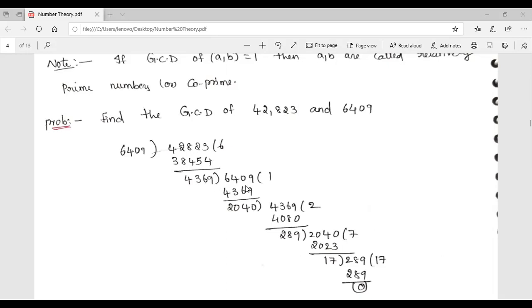Next we divide 6,409 by 4,369, one time. The remainder is 2,040. So 2,040 divides 4,369 two times, and we get the remainder 289. So 289 divides 2,040 seven times, which is 2,023, and we get the remainder 17. 17 divides 289 seventeen times. So 17 into 17 is equal to 289, and we get the remainder 0.